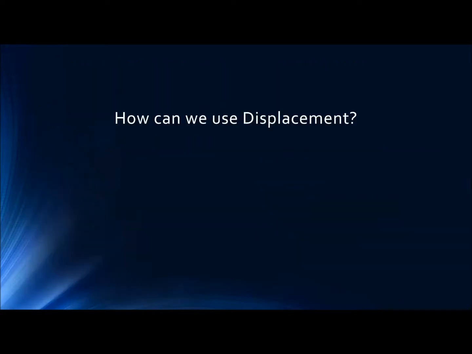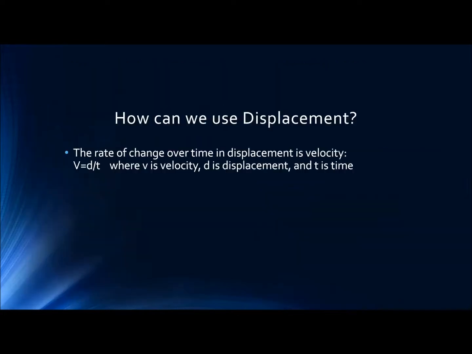So, how can we use displacement? Well, the rate of change over time in displacement is equal to velocity. So, velocity is equal to d over t, where v is velocity, d is displacement, and t is time.